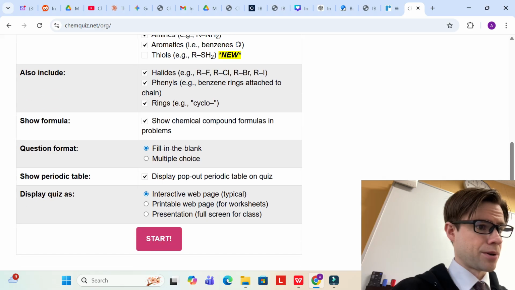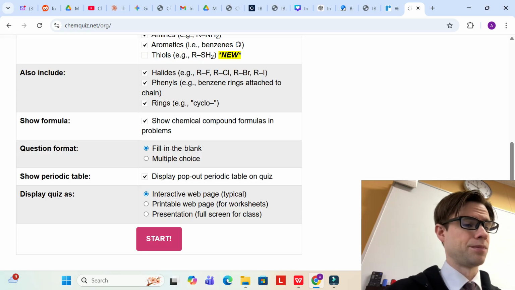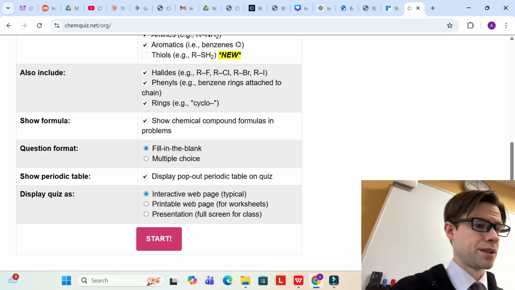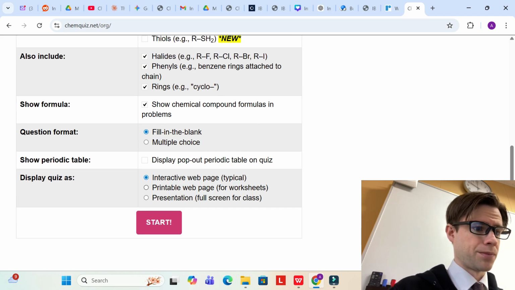Show chemical compound formula in problems, yes. Fill in the blank, yes. Multiple choice is too easy, but if you really struggle, you can start by practicing with multiple choice. Probably don't need periodic table. Interactive web page, yes. Okay, so I'm going to start.